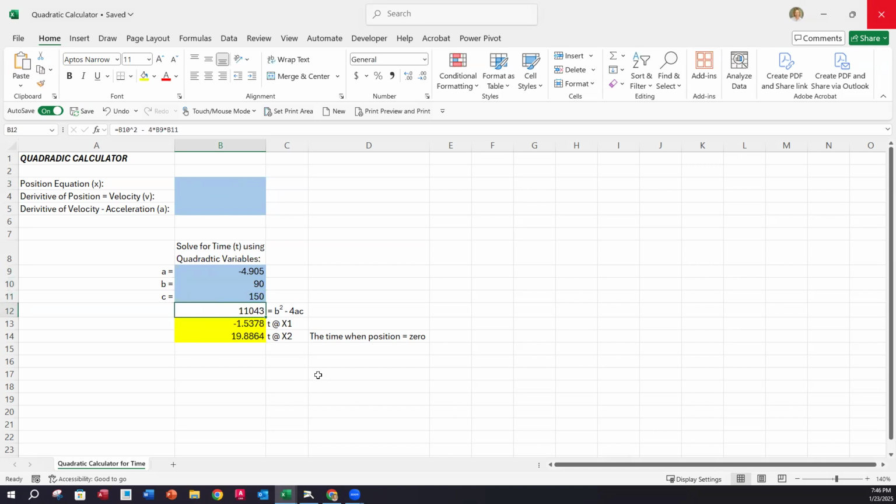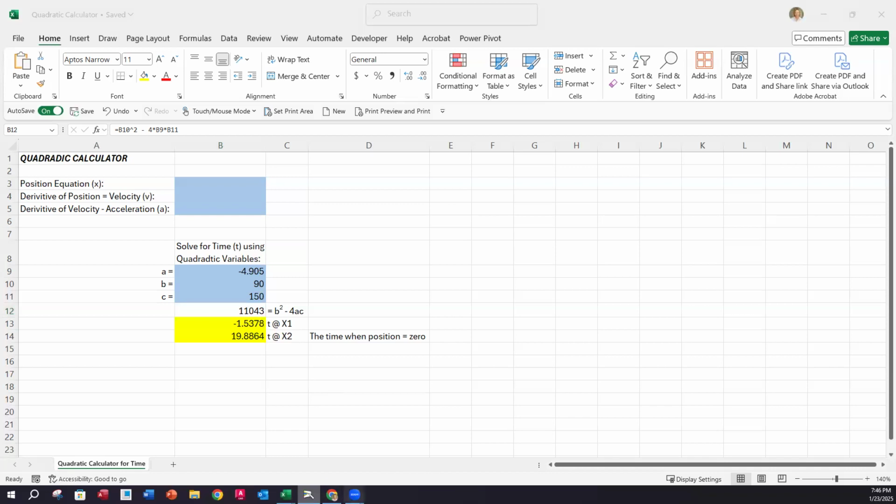So of the two values of time that I get here, the negative value is like before I even start, so that one's not going to be an option. So the time when my y value is 0 is 19.886 seconds. That's going to be the number that I'm going to write down here. 19.886 seconds. Okay, that is going to be the time.